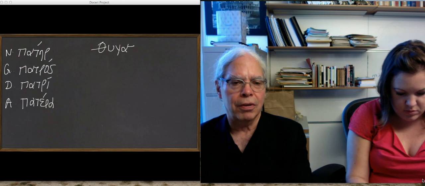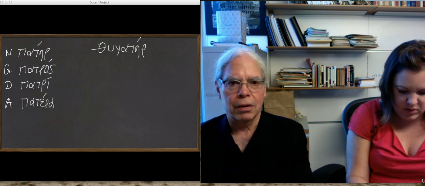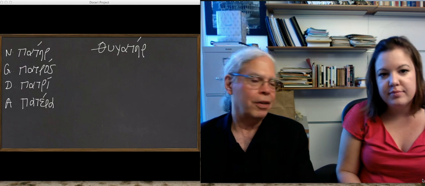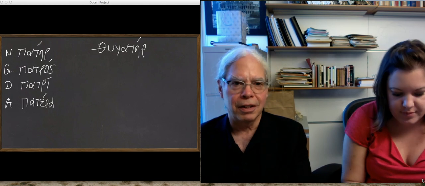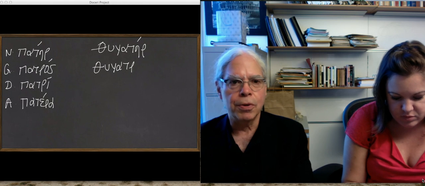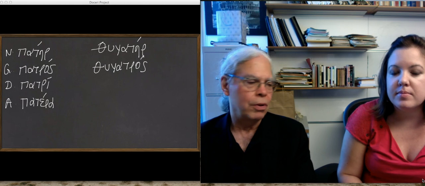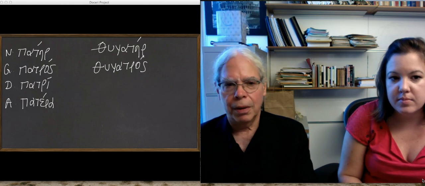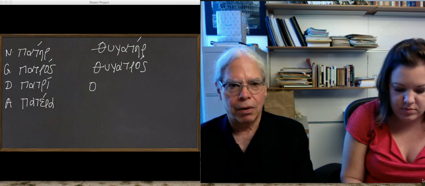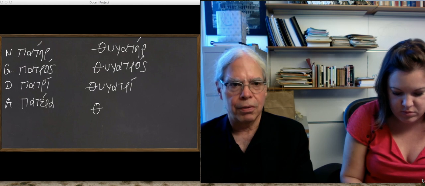This is actually the same word as English daughter. So thugater gives you daughter in English. You can see this is the G and the T-E-R in English daughter. And in Sanskrit it's dukhitar, so it's the same word. These are real Indo-European words for the members of your family. Thugatros, thugatri, and then thugatera.